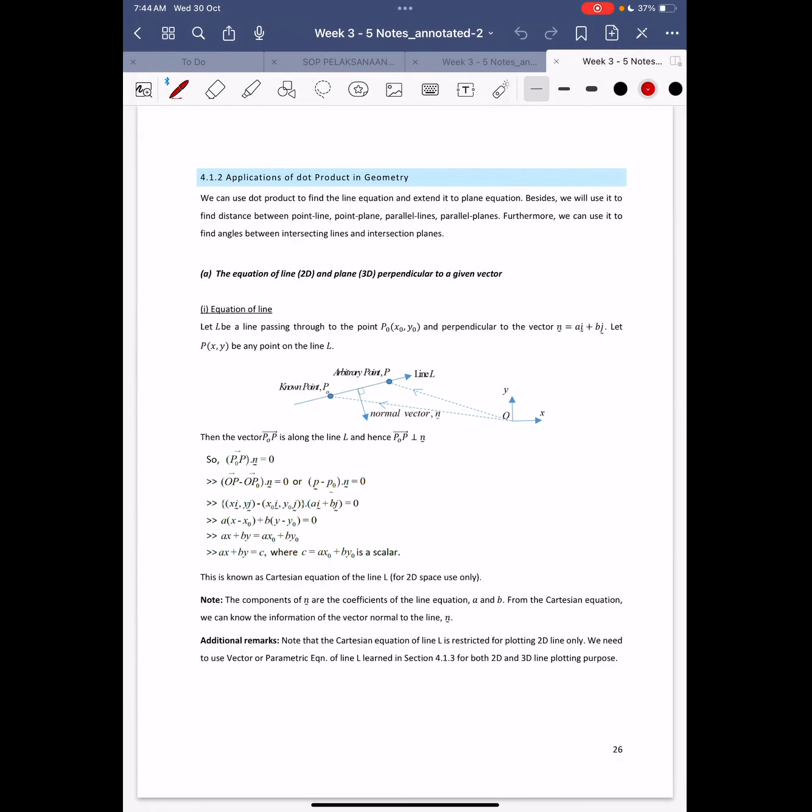Alright, now we look into 4.1.2, which is the application of the dot product in geometry. Okay, so we can use the dot product to find the line equation and extend it to the plane equation. It's just that this line equation is 2-dimensional and this one is 3-dimensional. Okay, besides that, we will use it to find the distance from a point to a line, and from a point to a plane, parallel lines, and parallel planes. Again, it depends on whether it's 2-dimensional or 3-dimensional. If we are dealing with 2-dimensional, we are dealing with a point and a line. But if we are dealing with 3-dimensional, we are dealing with a point and a plane. Okay, alright.